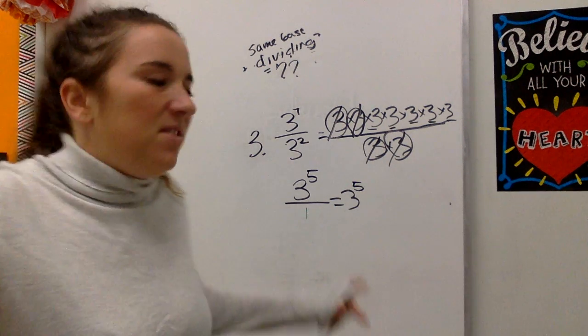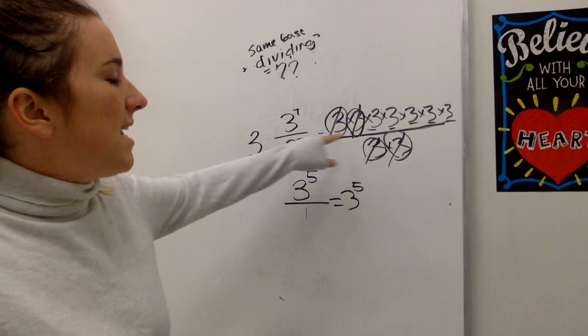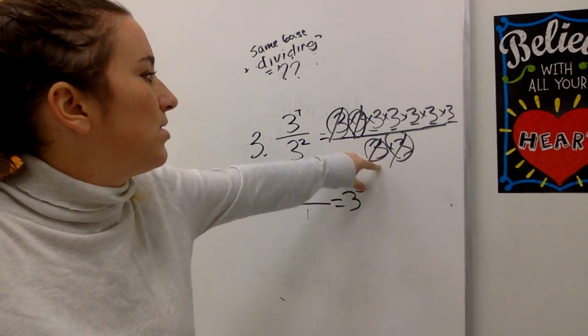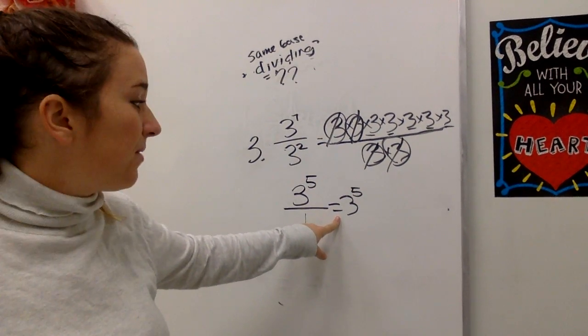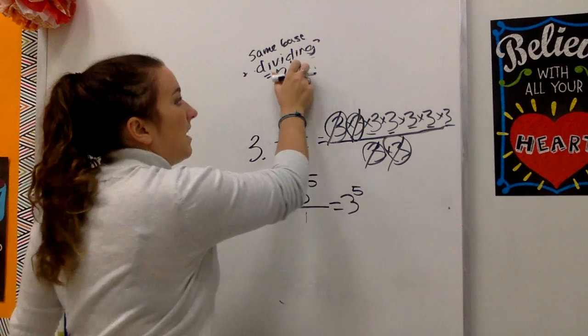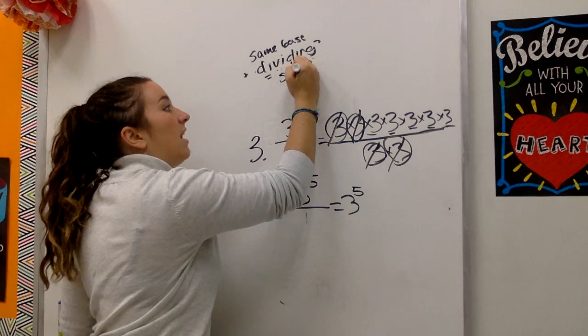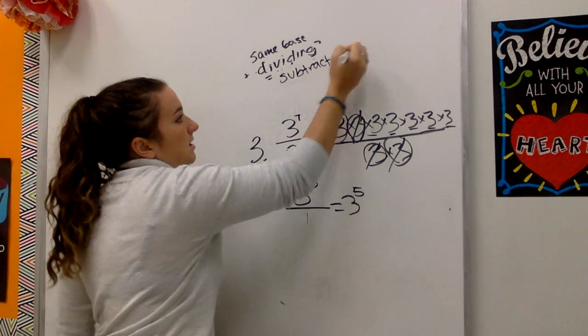All right, so now I'm going to look at these numbers and try and figure out my rule for dividing. So we had 7 3's up top, then we could take away 2 because there were 2 at the bottom, and we were left with 5. So what operation were we doing? Yeah, we were subtracting. So if you have the same base and you are dividing, you subtract the exponents.